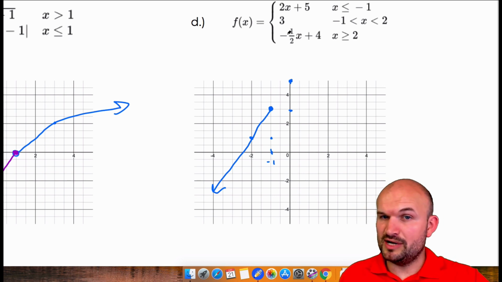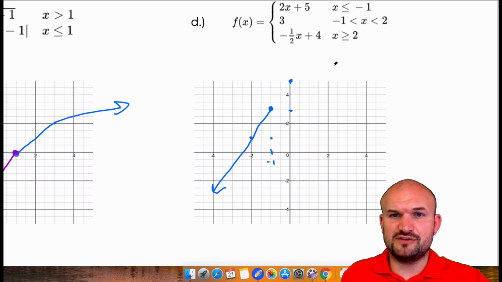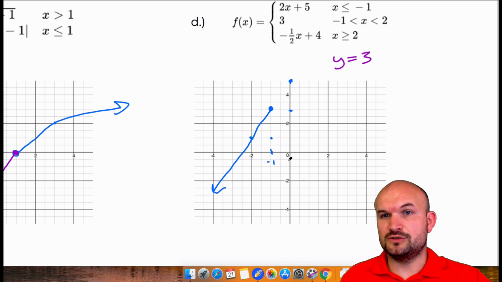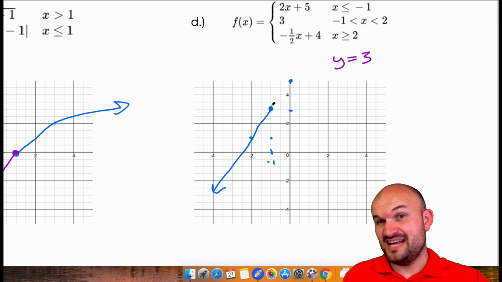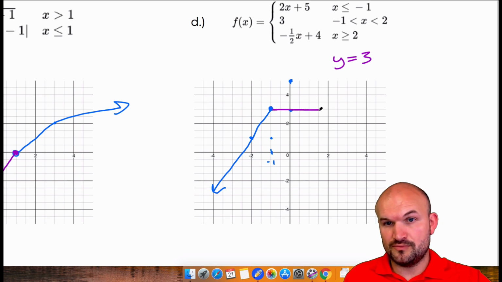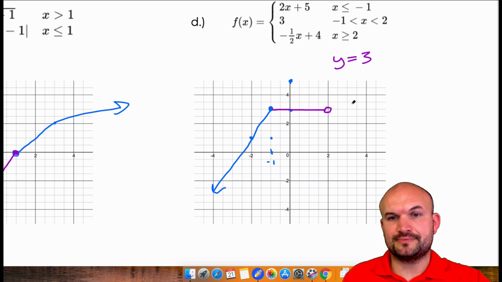The next function is 3. Sometimes this gets confusing for students. Like, how do you graph y equals 3? Well, wherever x is, y is equal to 3. It's important to understand that x can only be between -1 and 2. Here it's an open circle, but thankfully this other function had it filled in, so I don't need to worry about that. But it's going to be from -1 to 2, and then we'll leave a nice open circle, okay?